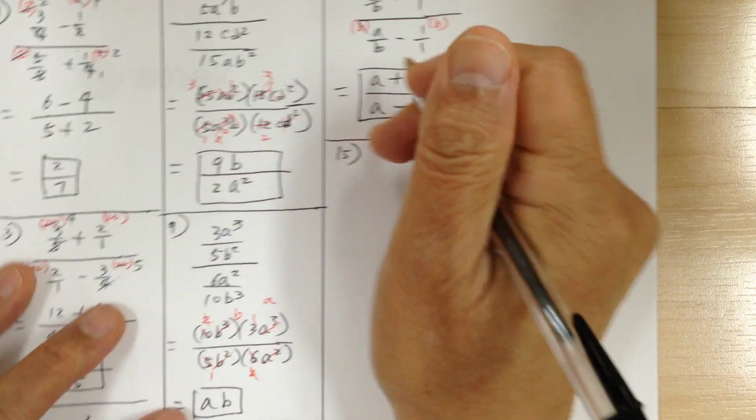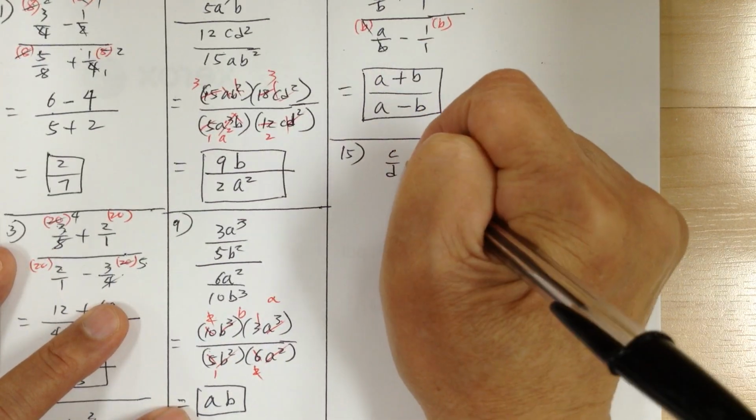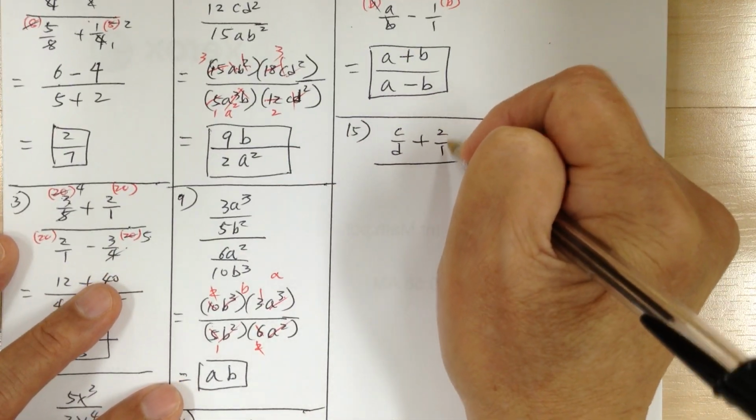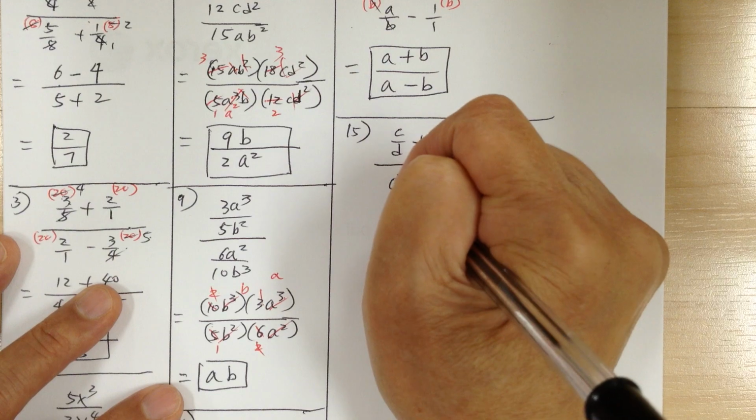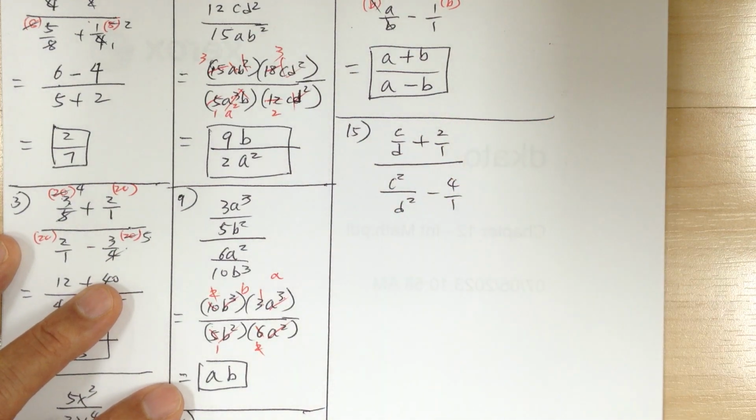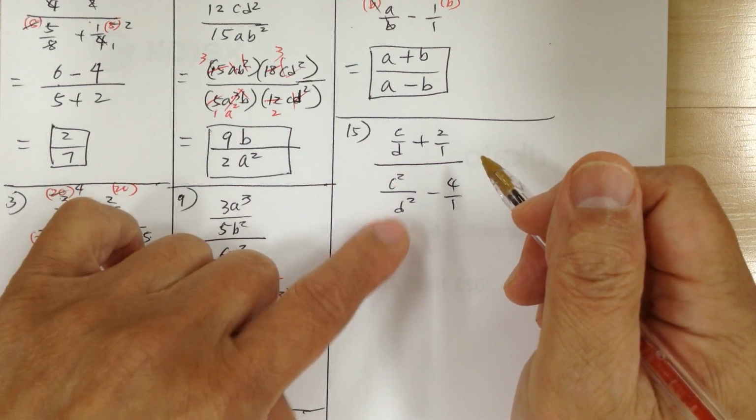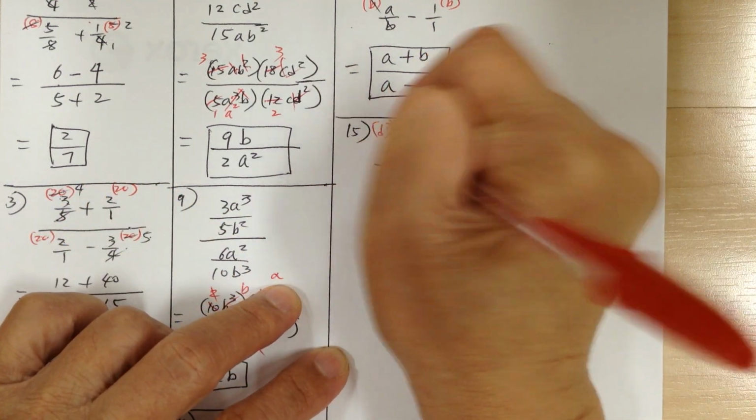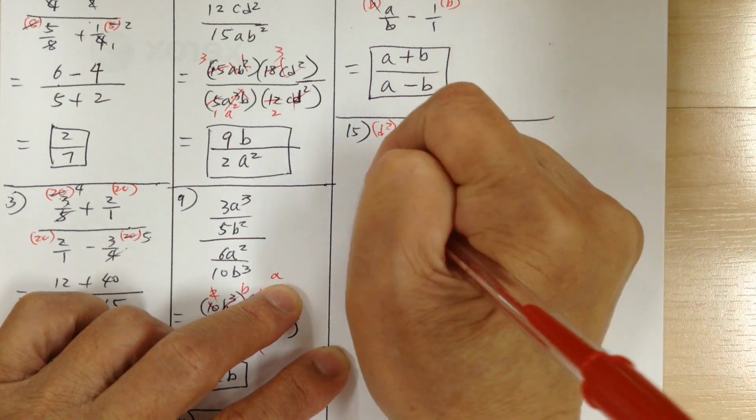Okay, 15. Here's c over d plus 2 over 1. Again, write your number as a fraction. And you got c squared over d squared minus 4 over 1. Okay, so this one, the LCD is d squared. You got d and d squared, so it would be d squared. So that's what you need to multiply.